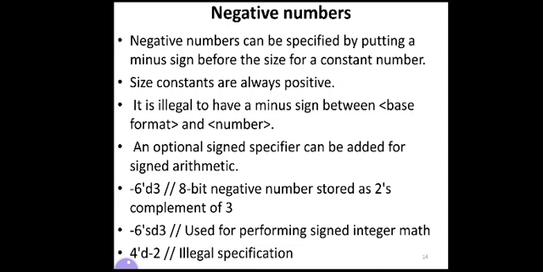The next one is negative numbers. Negative numbers can be specified by putting a minus sign before the size for a constant number. Size constants are always positive by default. Remember here, size cannot be negative because size can be 1, 2, 4, 8 like this. It cannot be negative. That's why size constants are always positive.